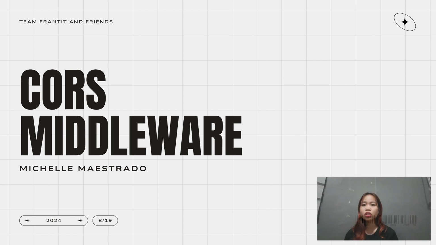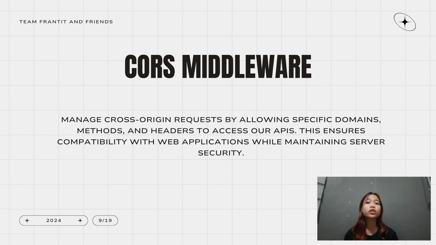Now, I'll introduce the cross-origin resource sharing middleware that we've implemented in our API gateway. So, CORS is essential for enabling secure communication between servers and client applications hosted at different domains. The purpose of this middleware is to manage cross-origin requests by allowing specific domains, methods, and headers to access our APIs. This ensures compatibility with web applications while maintaining server security.